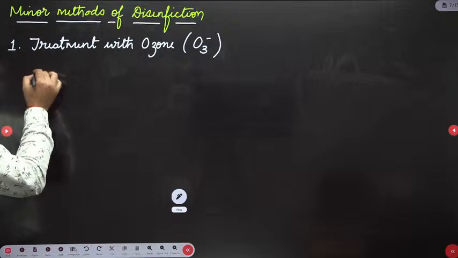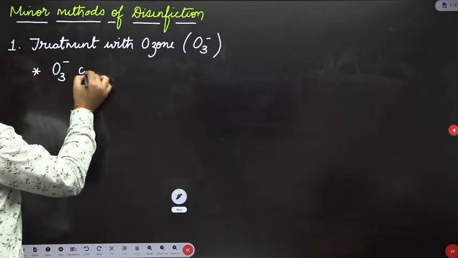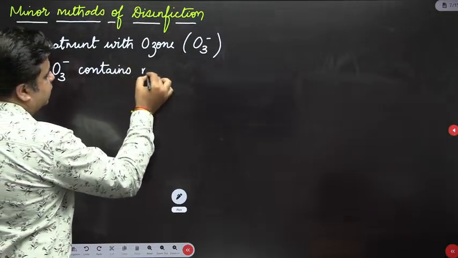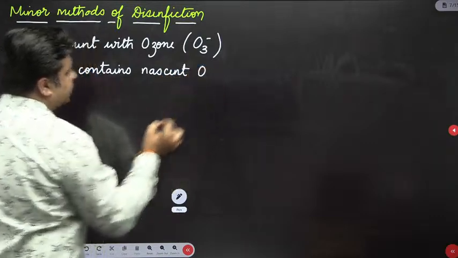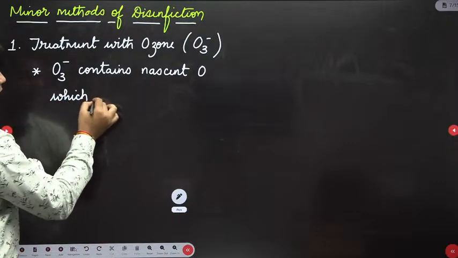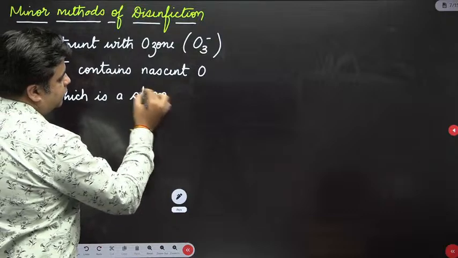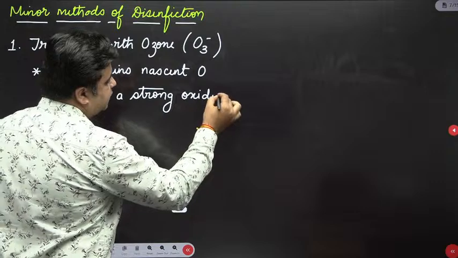Ozone contains nascent oxygen, which is a very strong oxidizing agent.